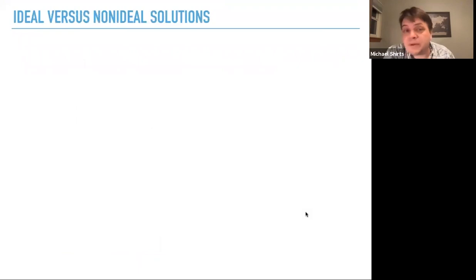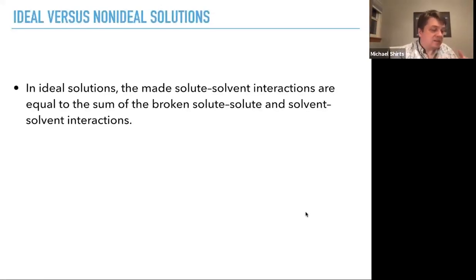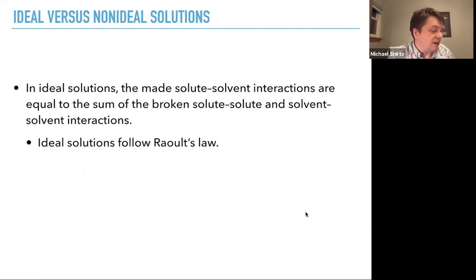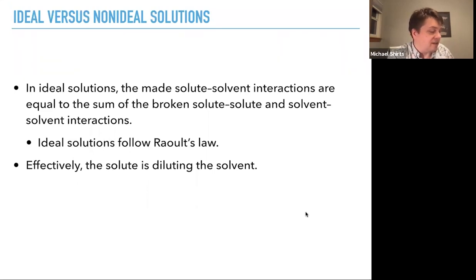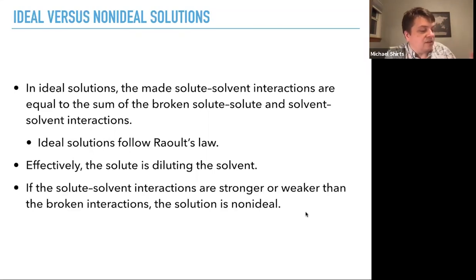So that's an ideal solution, but most solutions are non-ideal. They're non-ideal because it actually matters whether a solute is next to a solvent or next to another solute. So in ideal solutions, the made solute-solvent interactions are equal to the sum of the broken solute-solute and solvent-solvent interactions. Ideal solutions follow Raoult's law, i.e. effectively the solute is diluting the solvent and vice versa. But if the solute-solvent interactions are stronger or weaker than the broken interactions, the solution's non-ideal. If the solute and solvent like each other more, or if they really don't like each other and they're only mixing because entropy made them mix, then the solution will be non-ideal.